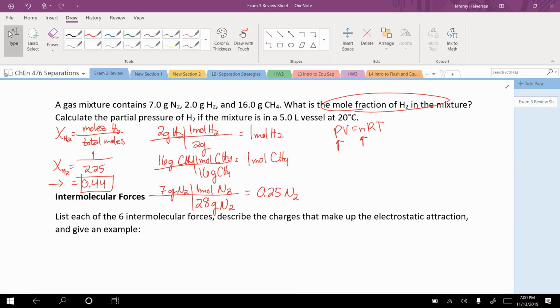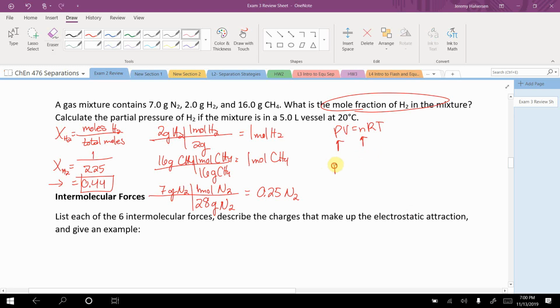I would use the ideal gas law, but for my n, I would put the total moles. Does that make sense? If I put the total moles in my PV equals nRT, I'll get the total pressure. If I put the moles of H2, I'll get the pressure of H2. What's easier in this case? Just to do the pressure of H2. It takes away a step.